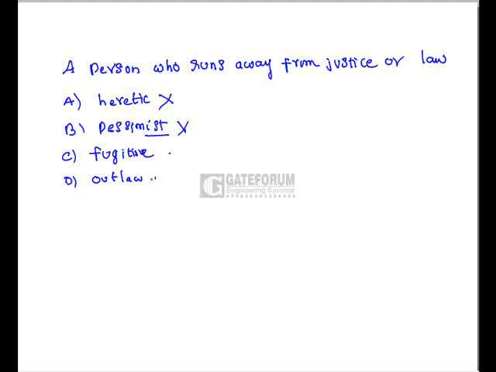The difference between outlaw and fugitive is, outlaw is one who cannot be given protection by the government because he is a criminal or otherwise, whereas a fugitive is the one who himself runs away from law. Therefore, C is the best option.